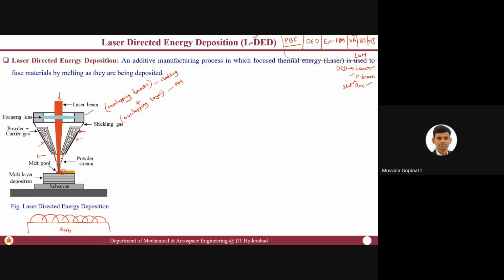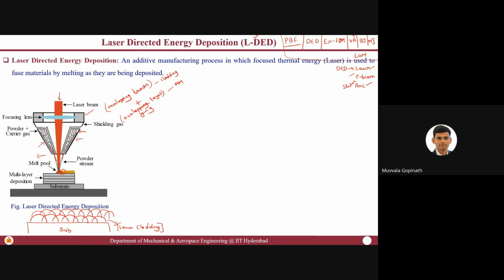Now, if you stop this process at this point, we call it laser cladding, which is a surface engineering technique for improving the surface properties. Instead of stopping there, if you keep depositing, then you have overlapping tracks plus overlaying layers. A combination of these two will give you layer by layer manufacturing or additive manufacturing, or you can call it generative manufacturing also.